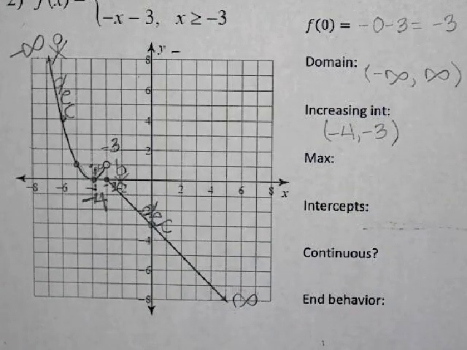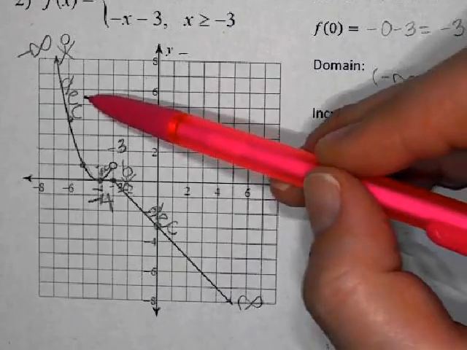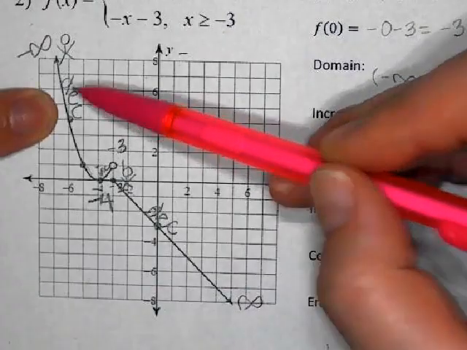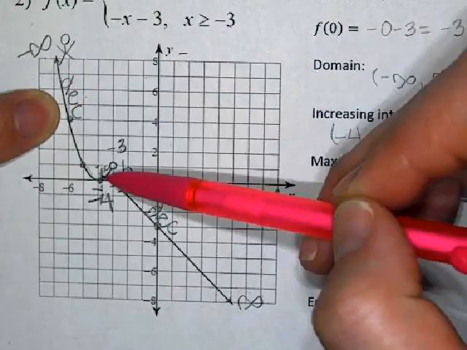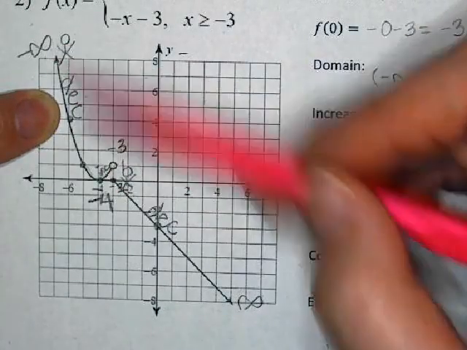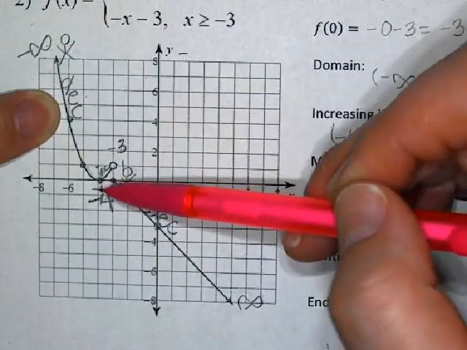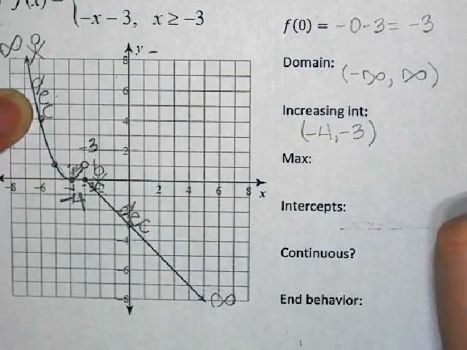Okay, let's move on. The decreasing intervals. So this decreasing interval has the numbers around it. What are the numbers for this decreasing interval? Negative infinity to -4. Negative infinity, that's nice. That always gets a parenthesis.